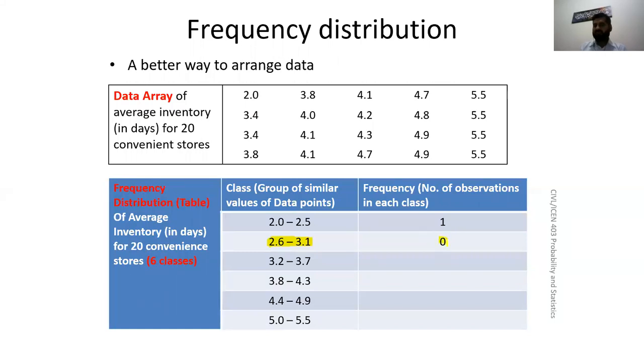So I wrote the frequency of the second class. This is called the frequency. Frequency is the number of observations lying in the class. There is no observation in my data which lies between 2.6 and 3.1. Now, if you go to the next one, 3.2 to 3.7, I have 2 observations, so I wrote 2. Similarly, if I carry on, I got 8 in the third one, 5 in the fifth one, and 4 in the sixth one. Okay, so I got all these observations.